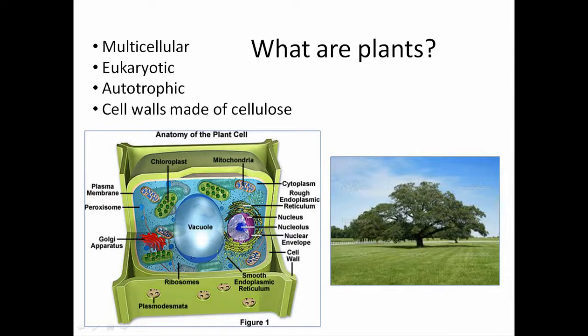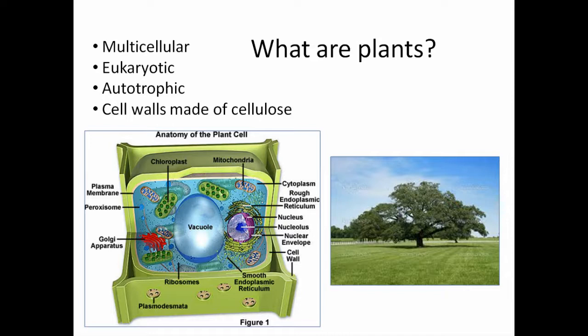All right, kiddos. Today we are going to be introducing a new unit about plants. So the question is, what are plants? Well, plants are multicellular. They are autotrophic, which means that they can, and they do, make their own food using sunlight. They are eukaryotic, meaning their cells have a nucleus and membrane-bound organelles.